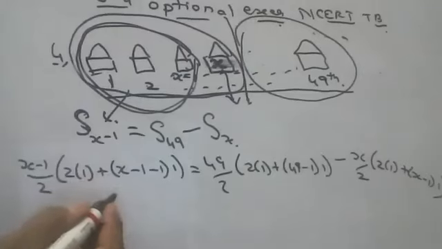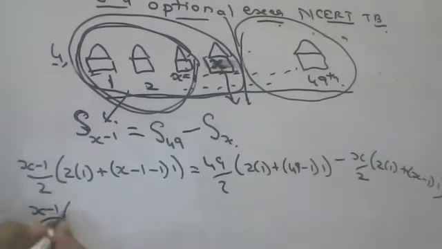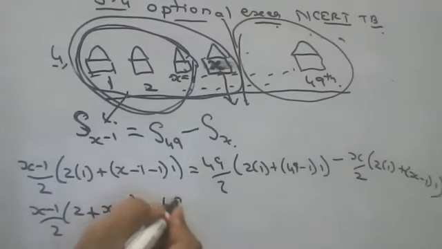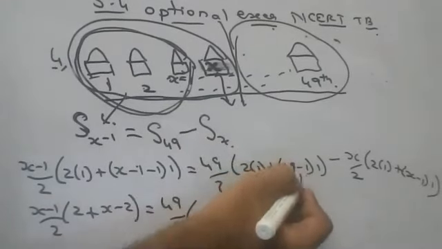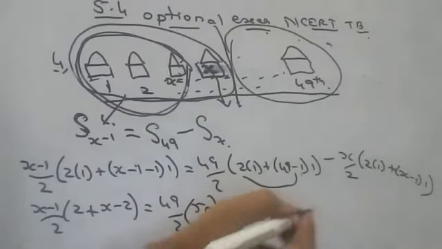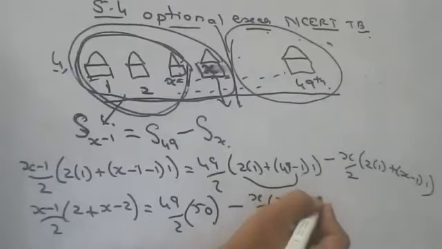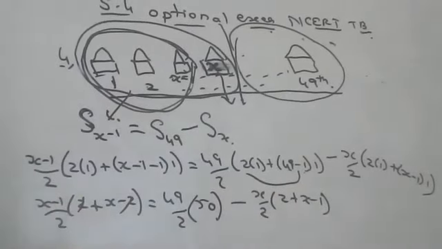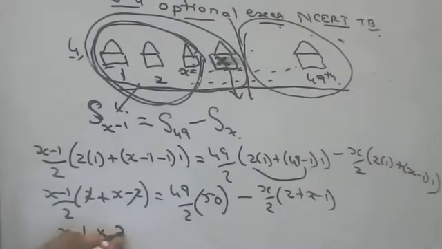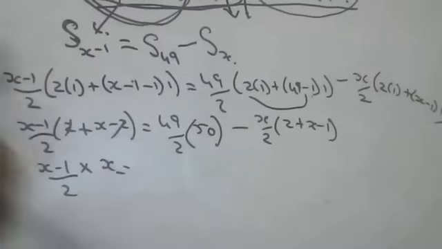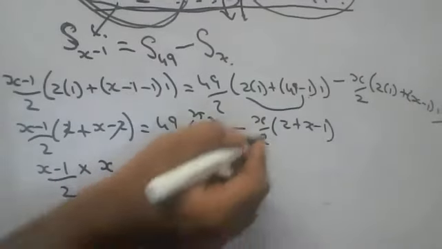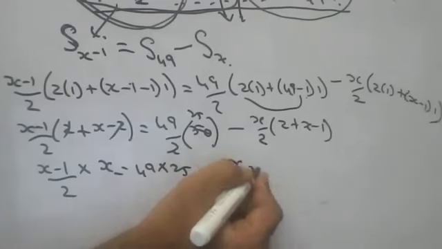Okay, children? Be careful. X minus 1 by 2 into 2 plus X minus 1 minus 1, that is X minus 2. Okay, 49 by 2 into 49 minus 1, 48. 48 plus 2, 50. Minus X by 2 into 2 plus X minus 1. Okay, children? Plus 2 minus 2 cancel. So X minus 1 by 2 into X is equal to, everyone should see carefully, 49 into 25 minus X by 2 into X plus 1.